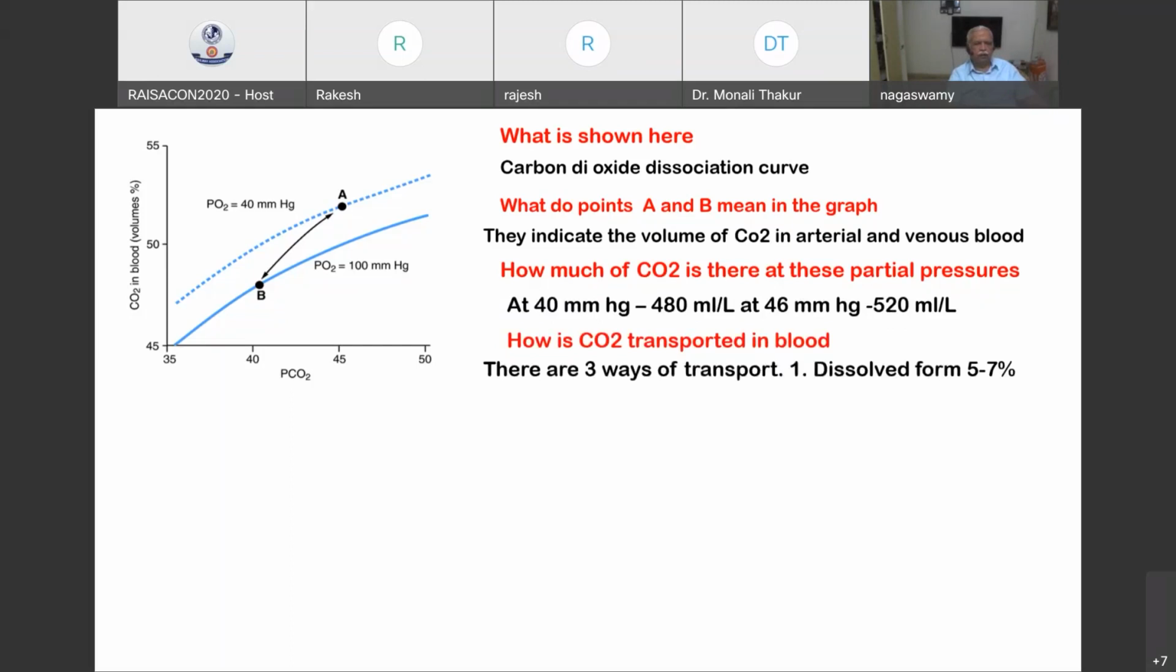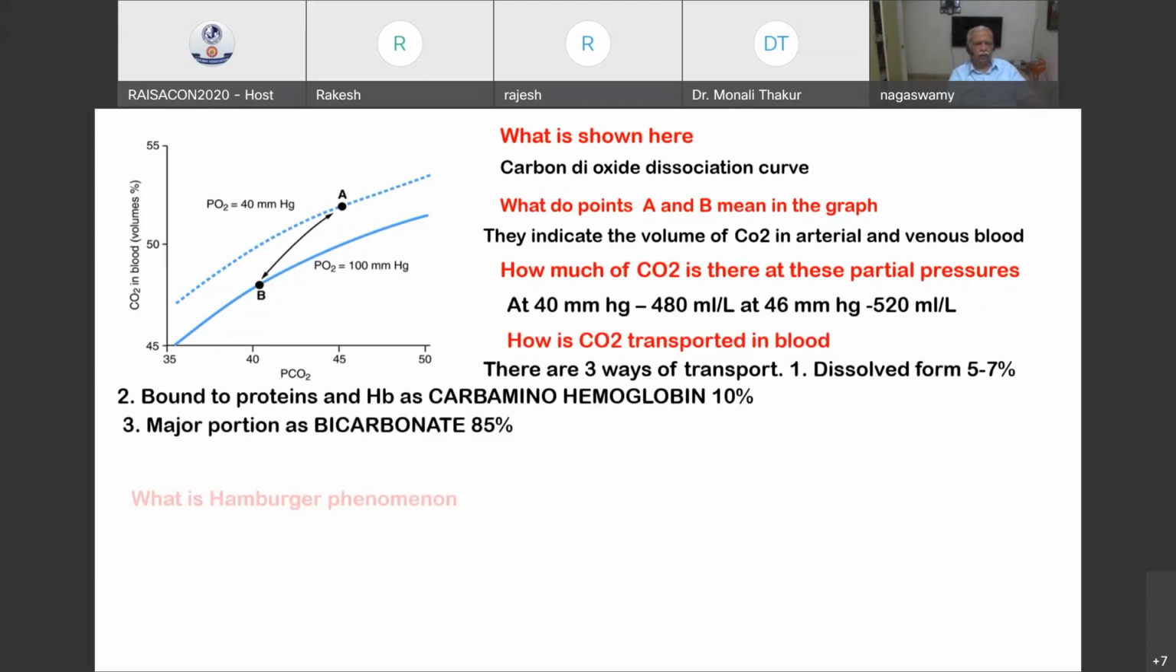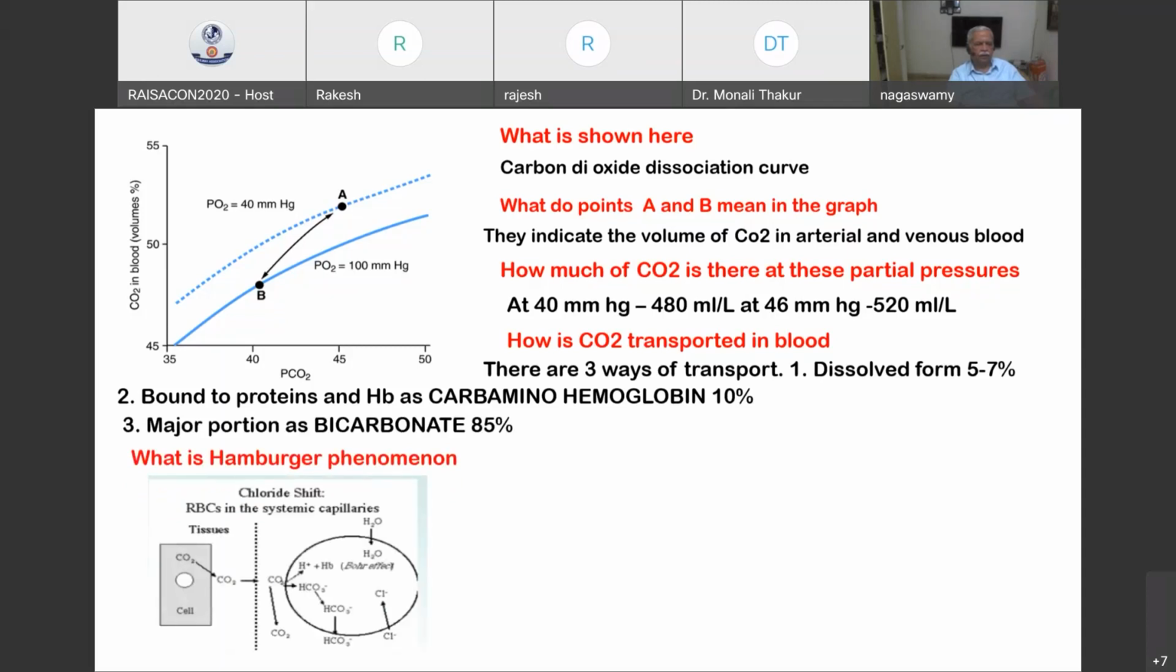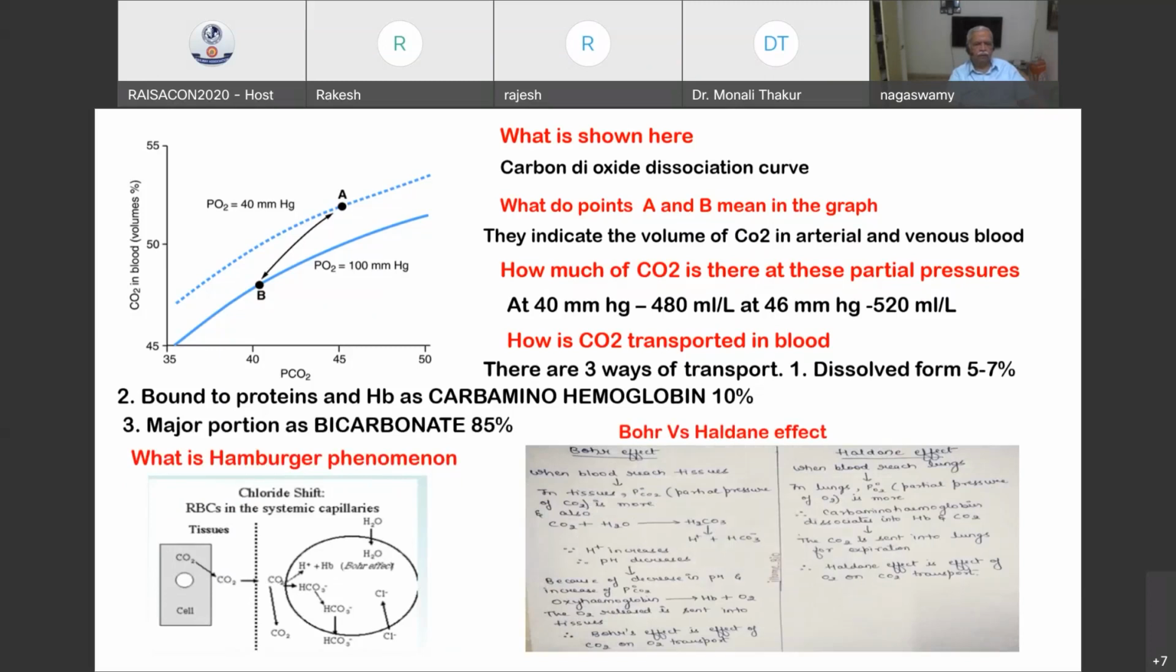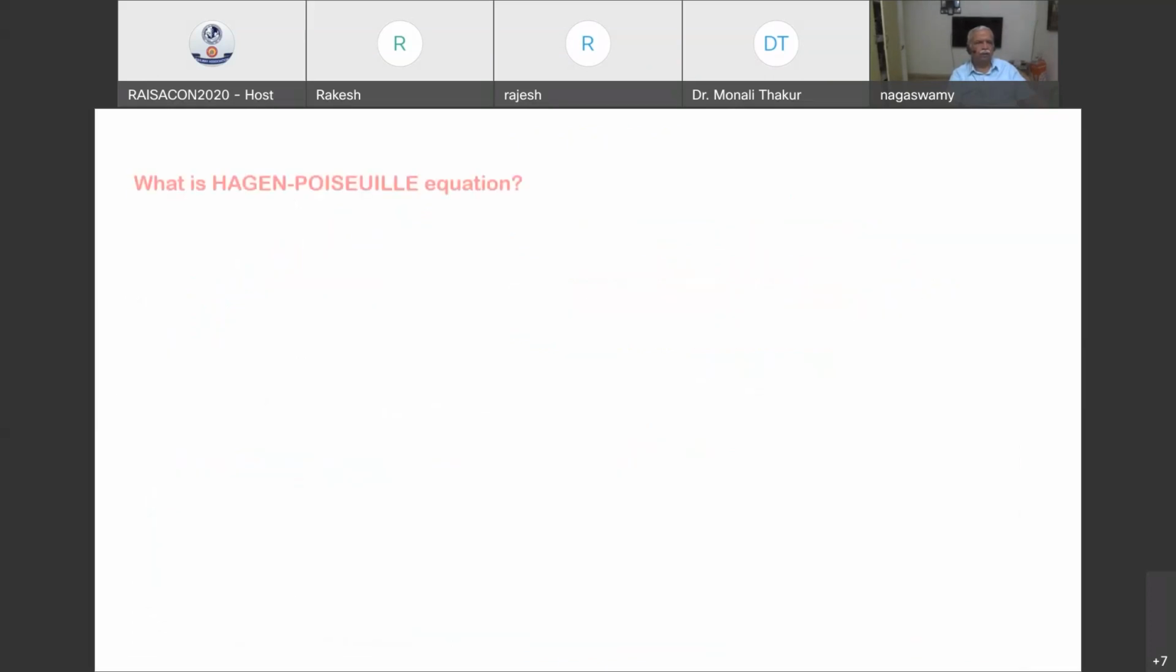So there are 3 ways. One is in dissolved form, second is bound to hemoglobin as carbaminohemoglobin, and third as bicarbonate. What is the Hamburger phenomenon, otherwise called the chloride shift? It is the mechanism by which the carbon dioxide is taken from the tissues to the RBC. And what is the Bohr versus Haldane effect? It's a difference of the blood PCO2 taking from the tissue, and Haldane at the lung level. So for transportation of CO2 from tissue to lung, the two things are called.